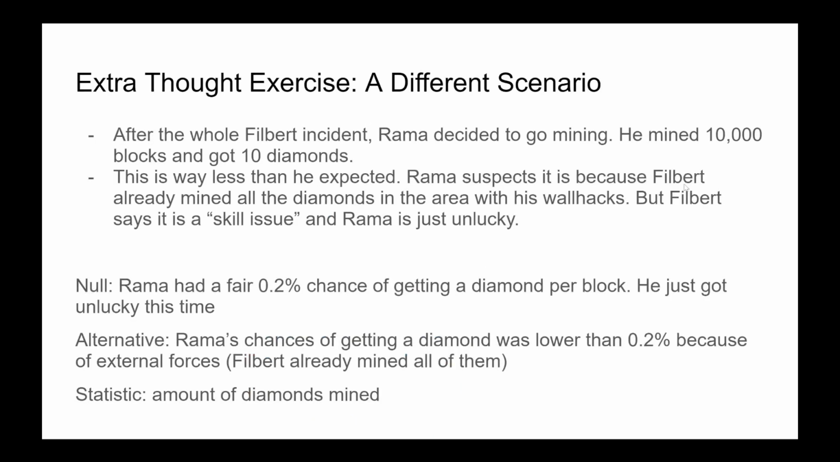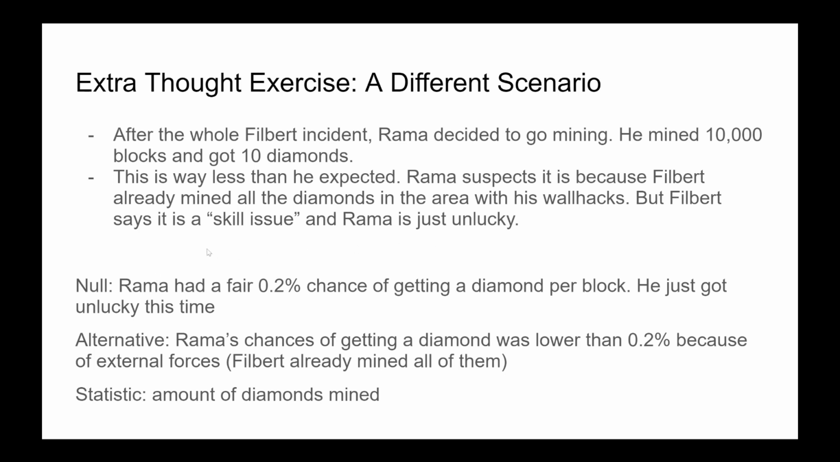And this is the last thought exercise. So let's just imagine a different scenario. After the whole Filbert incident, Rama decides to go mining, and he mined 10,000 blocks, and out of all those blocks, he got 10 diamonds. This is way less than he expected, and Rama suspects it is because Filbert already mined all the diamonds in the area with his wall hacks. But Filbert says it is a skill issue, and Rama's just unlucky.